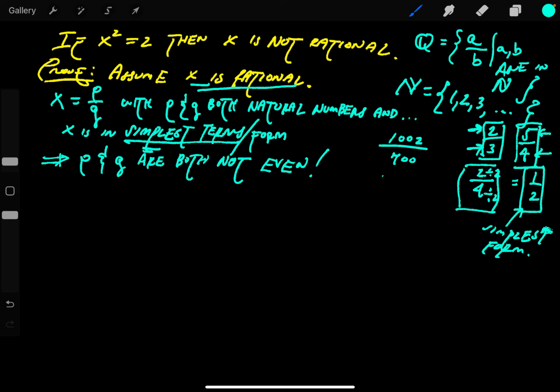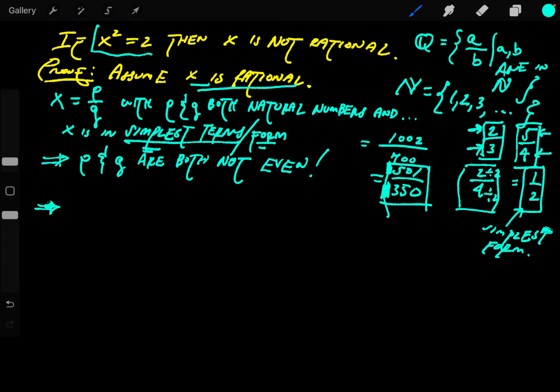So with two evens, you know that you could write it as 501 over 350, and now they're both not even. 501 is odd. This might not be in simplest form, but at least it's guaranteed that if it is in simplest form, then the numerator and the denominator don't share any factors. p and q do not share any factors. So you know that they're not both even, because if they were both even, they'd share 2 as a factor.